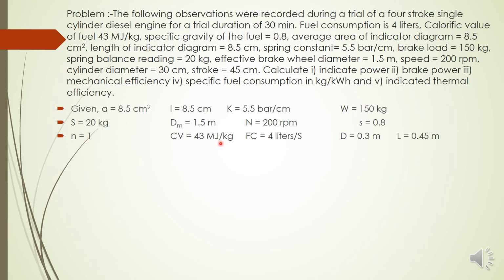Calorific value is given, 43 megajoule per kilogram. This is the fuel consumption, 4 liters per 30 minutes. And this is the diameter of the cylinder and the stroke length.